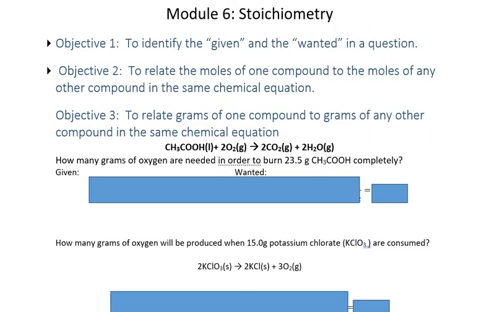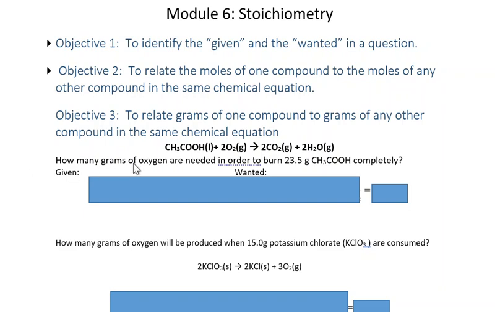Okay, so now we're going to move into objective 3, and it's going to build on the previous two objectives. In objective 3, what we want to learn to do is to relate grams of one compound to grams of any other compound in the same chemical equation. Before, we related moles of a compound to any other compound in the same equation. Now we're going to relate grams. So let's dive into it.